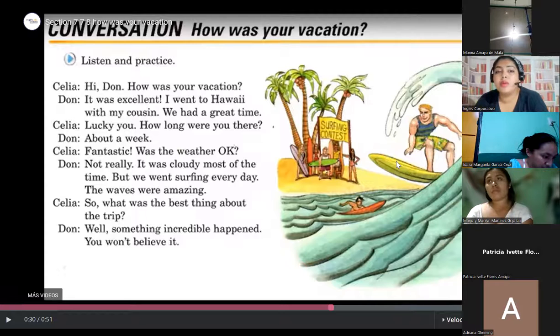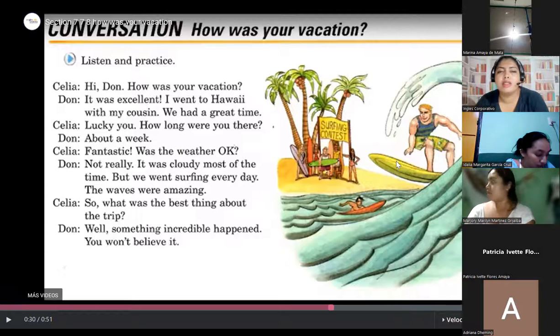I went to Hawaii with my cousin. We had a great time. Ahí, seguimos con el pasado. I went to, fui. Fui a Hawaii y luego dice, we had a great time. Tuvimos un tiempo increíble, un muy buen tiempo, un buen momento. Lucky you. How long were you there? ¿Cuánto tiempo se quedaron ahí? Ahí estamos utilizando el were. Ya no es el was, sino were. About a week.